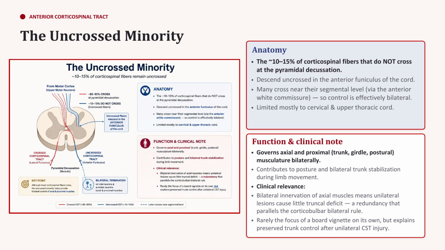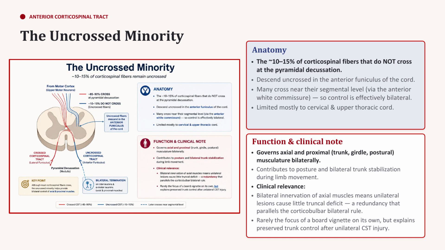Its job reflects that bilaterality. It governs axial and proximal muscles, the trunk and shoulder girdle, and contributes to posture and to stabilizing the trunk while the limbs do skilled work. Because the innervation of these axial muscles is bilateral, a one-sided lesion produces little trunkal weakness. The intact hemisphere covers the midline muscles.